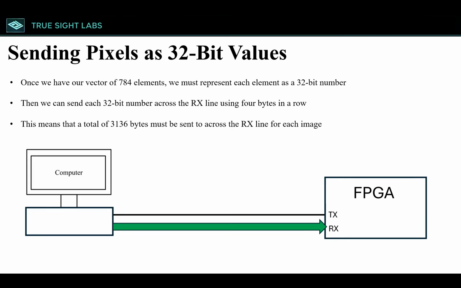The animation below shows how pixels are sent out. At the start, we send out pixel 0 with 4 bytes. Then, we send out pixel 1 with 4 bytes. While not shown, this process would continue until all 784 pixels have been shifted out.